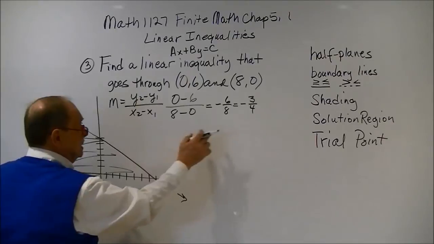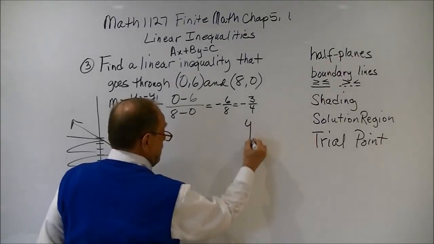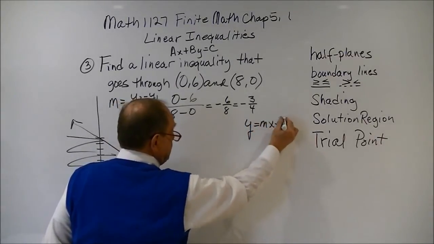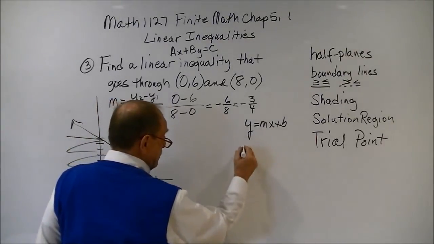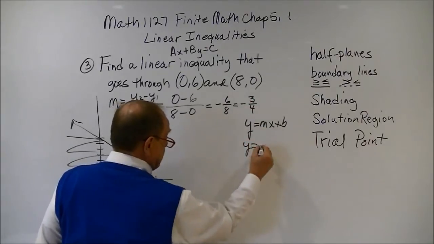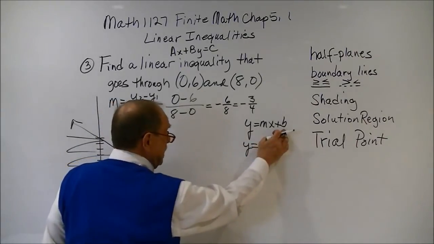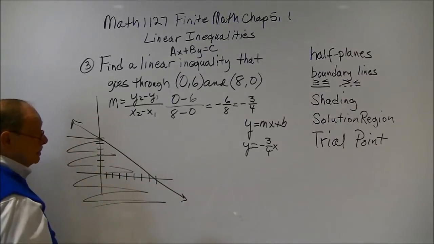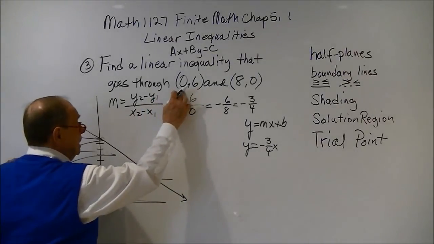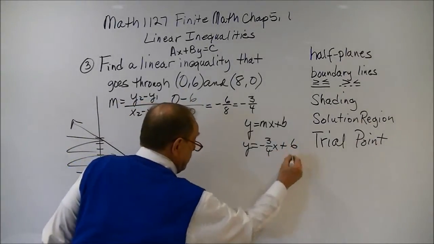So our slope is a negative 3/4. And we did have an equation, you might recall, y equals mx plus b. That's a given. And we now know the slope. Our slope is a negative 3/4. And our y-intercept is where this line is going to cross the y-axis. Well, it's when 0 is our x, our y value is 6. That's our y-intercept.